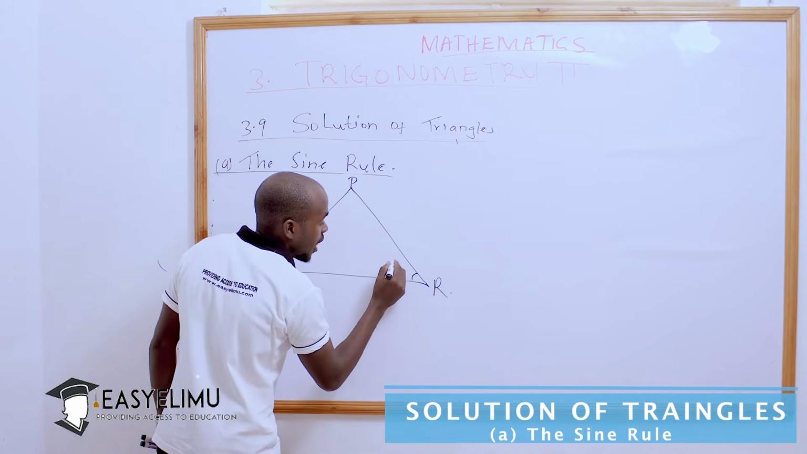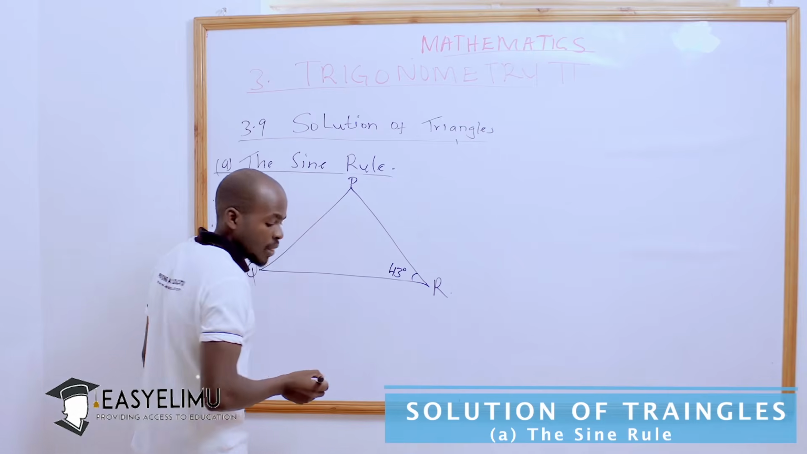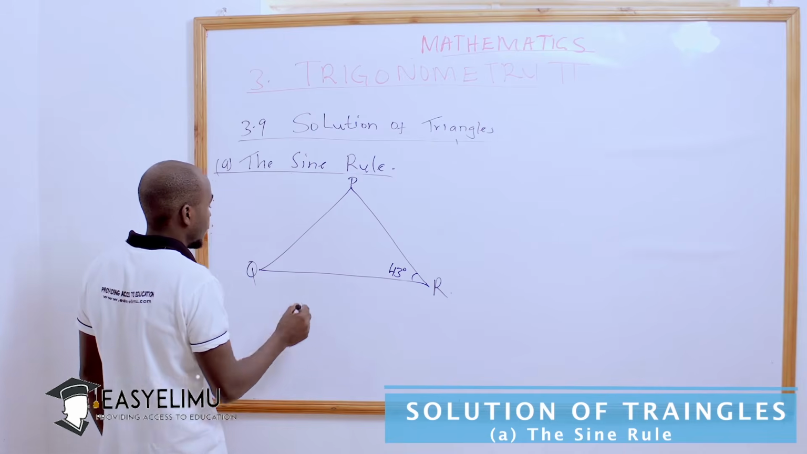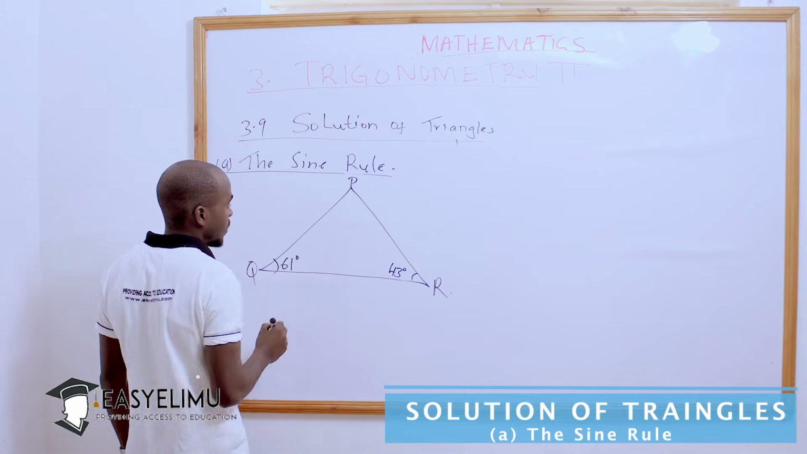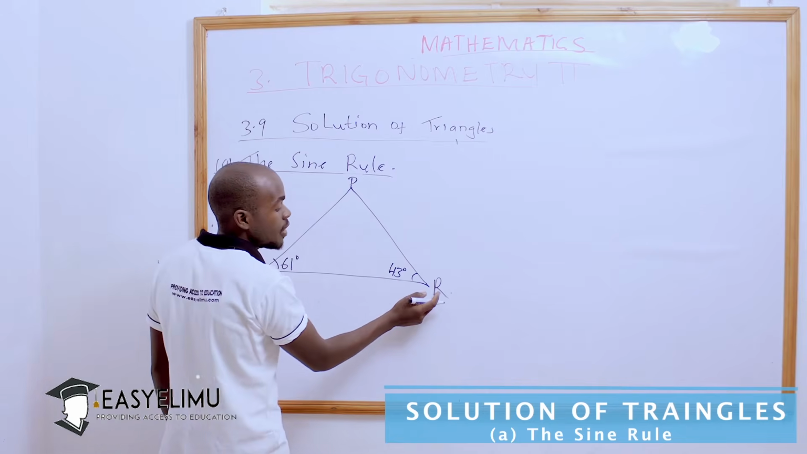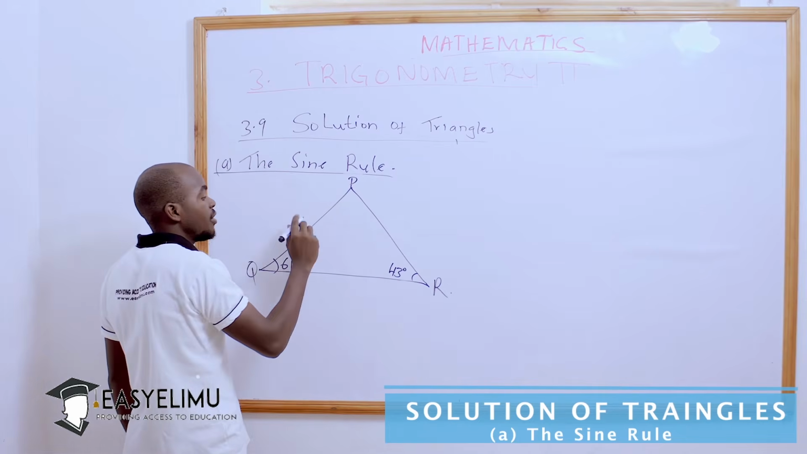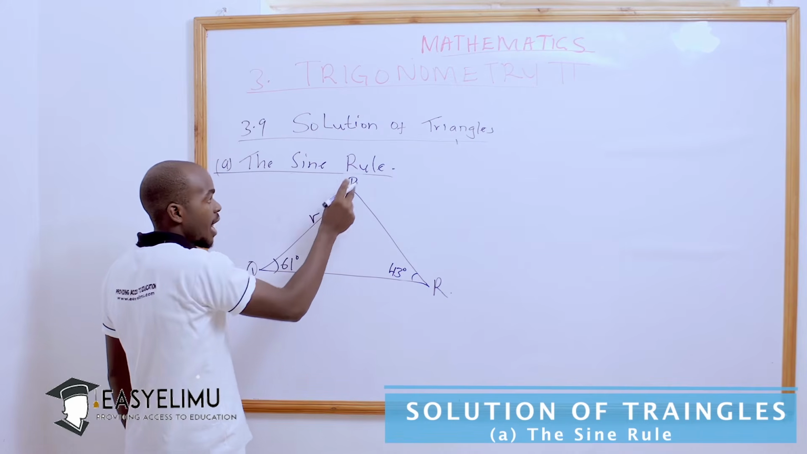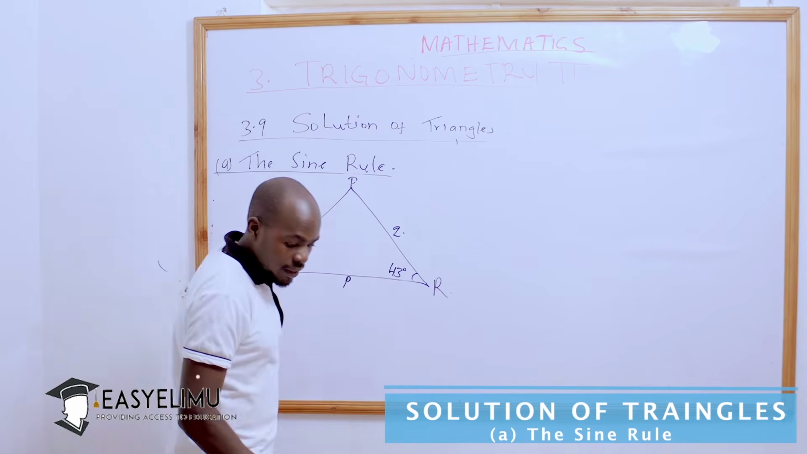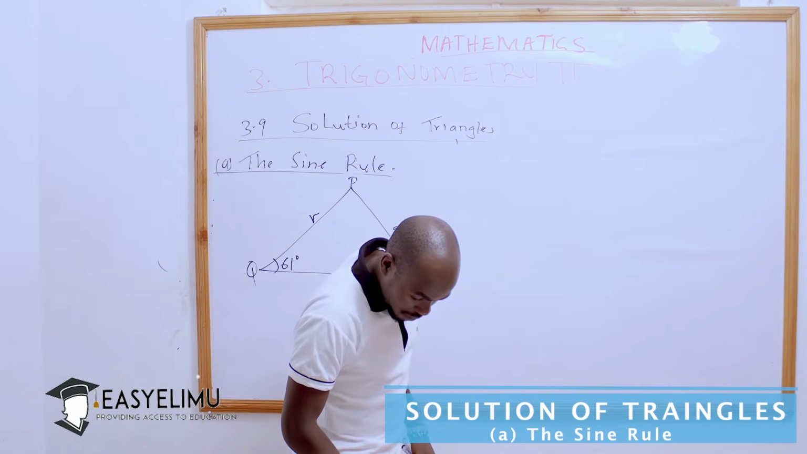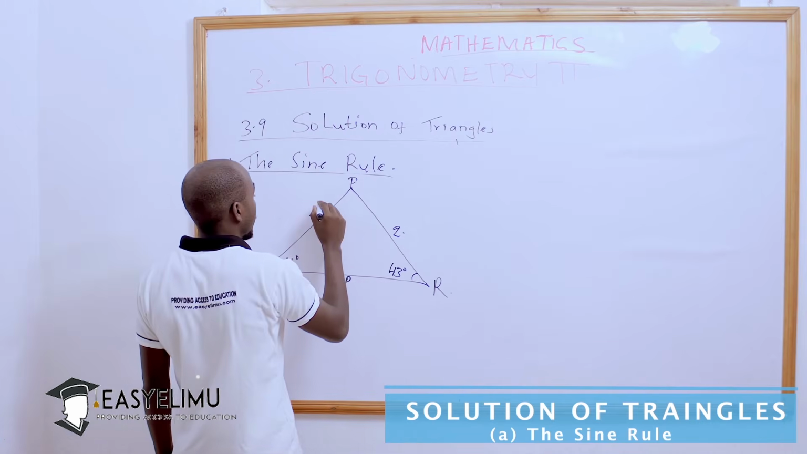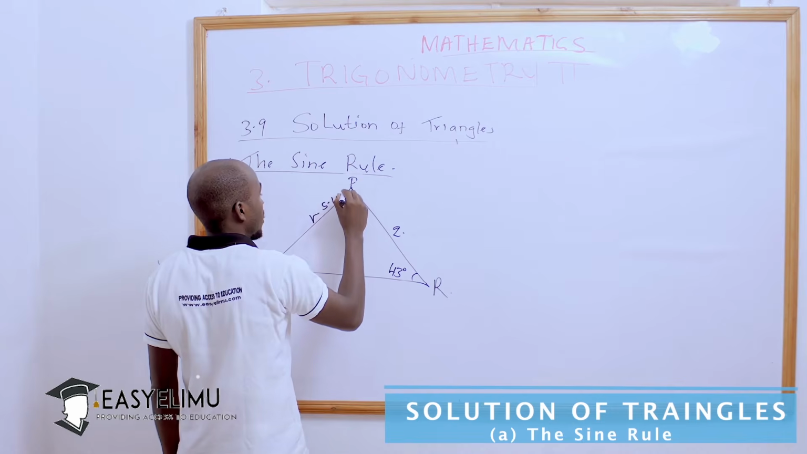After labeling, we have been told that angle R is 43 degrees, so this angle here is 43 degrees. And also we have been told that angle Q is 61 degrees. Then we have been informed that r is 5.1. So if this is R, the opposite side to it should be small r, and this one should be P, and this one should be Q. So small r is 5.1 centimeters.